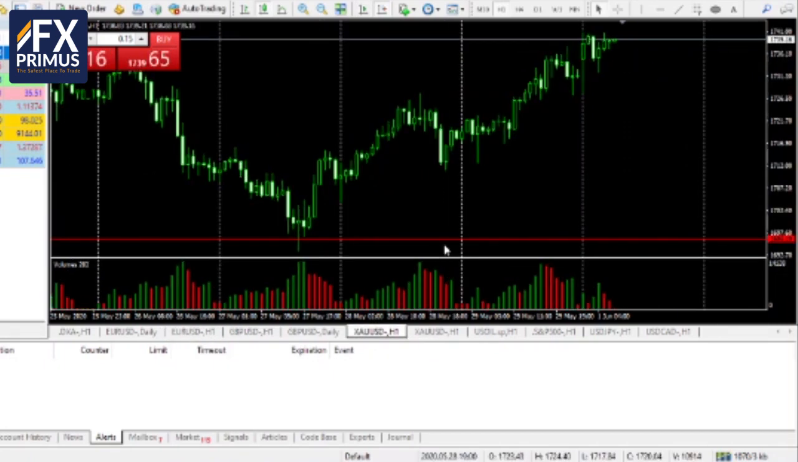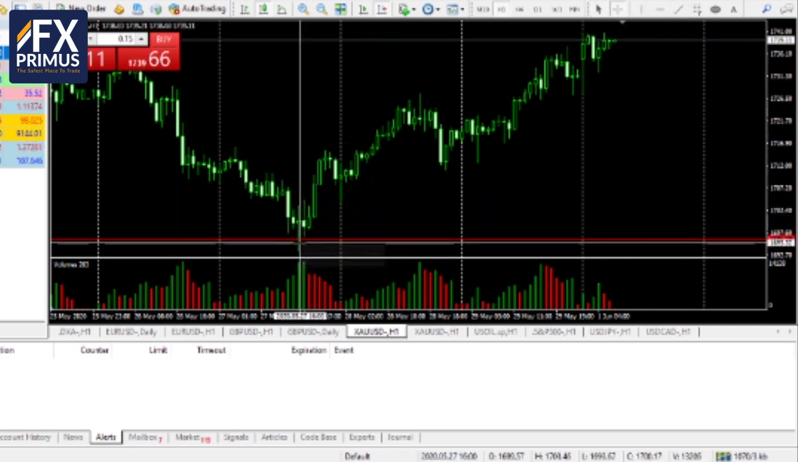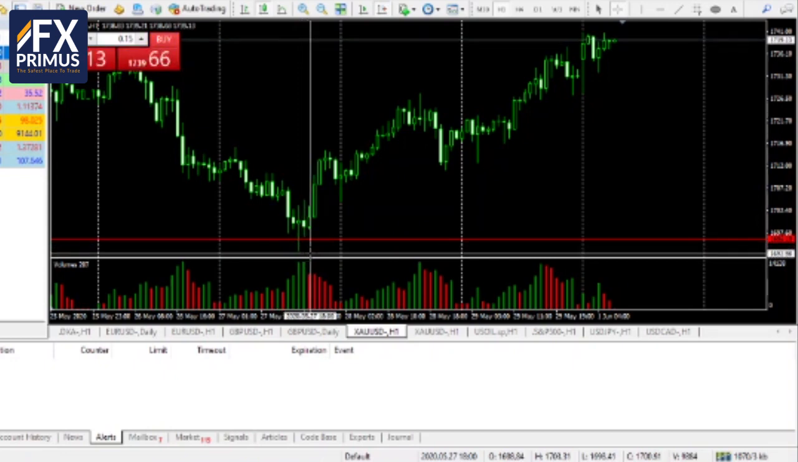So looking at gold prices, it has also been bullish ever since Wednesday evening. So after touching a low of about 1,693, gold prices has steadily moved up.